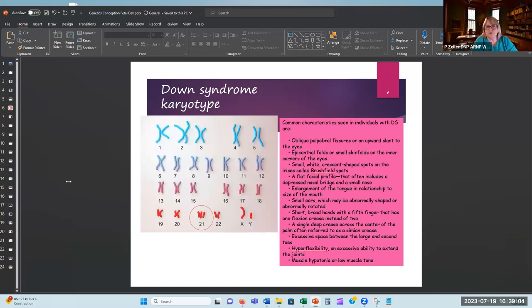For example, Down syndrome. Down syndrome is a chromosomal abnormality. It's a trisomy. If you can see in this picture, autosome number 21 has three legs. So it's called a trisomy. So overall, this client has 47 instead of 46 chromosomes in total, if you count all the chromosomes, because they're each a pair. In other words, 23 with an X and a Y or an XX would be Down syndrome.